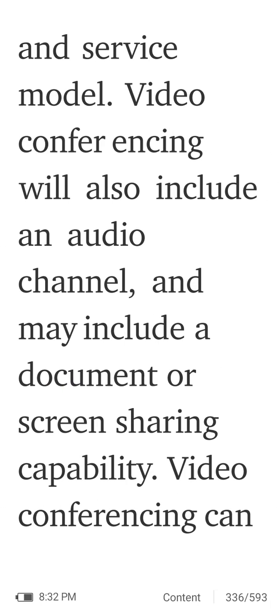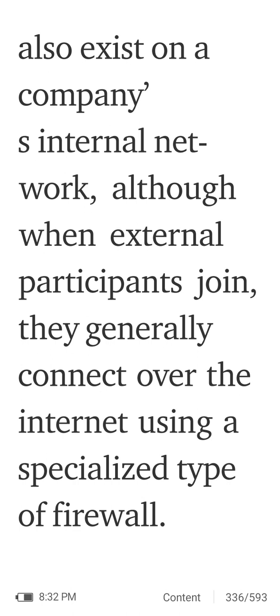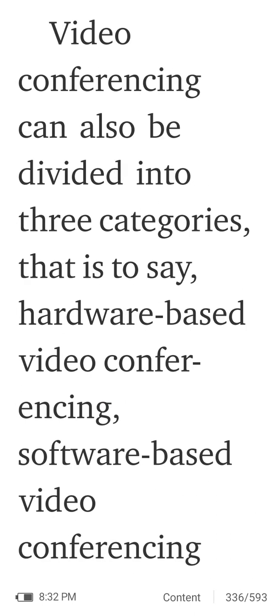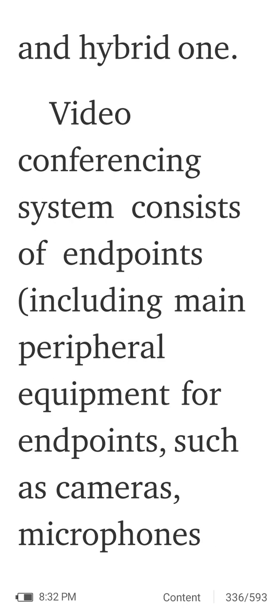Video conferencing will also include an audio channel and may sometimes include a document or screen sharing capability. Video conferencing can also exist on a company's internal network, although when external participants join, they generally connect over the internet using a specialized type of firewall. And video conferencing can also be divided into three categories, that is to say hardware based video conferencing, software based video conferencing, and hybrid one.